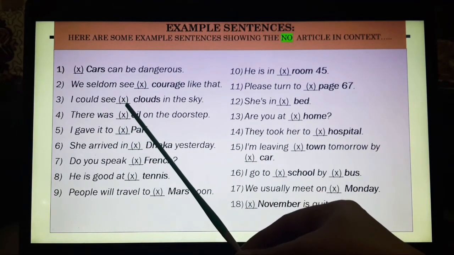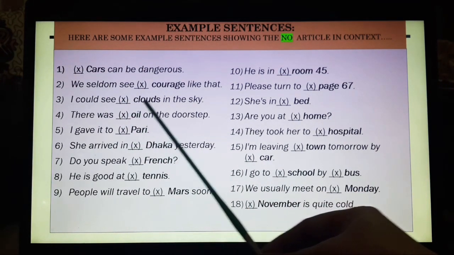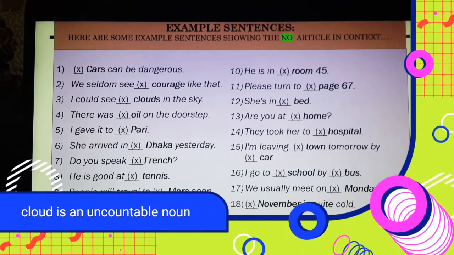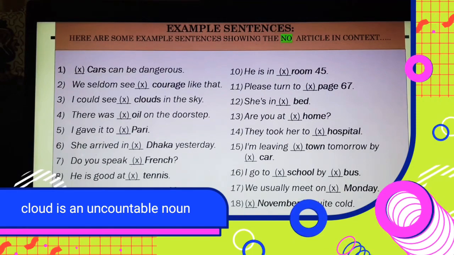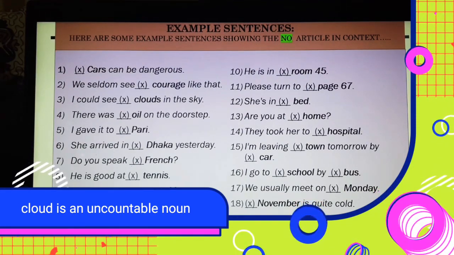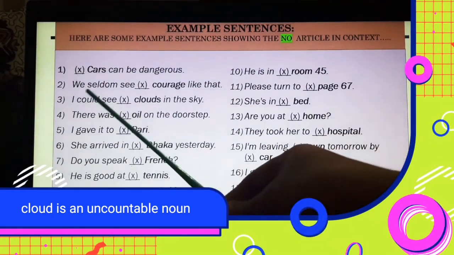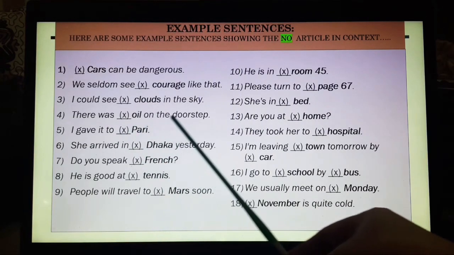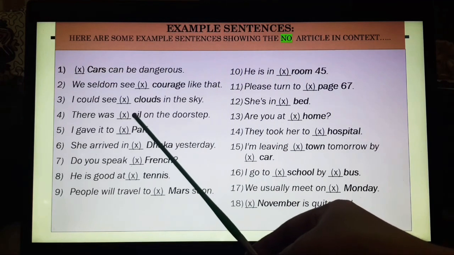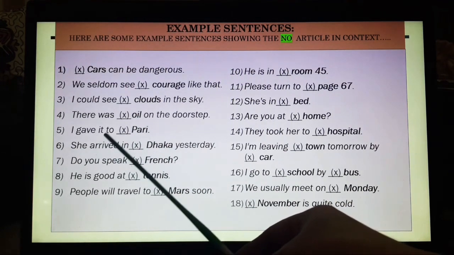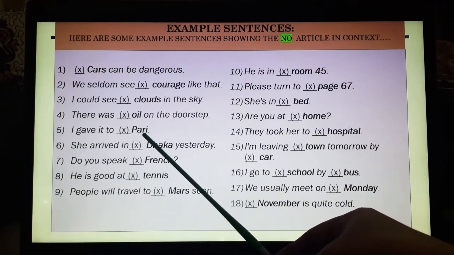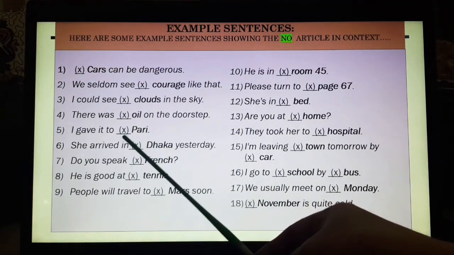I could see clouds in the sky. There was well in the doorstep. You know, well is an uncountable noun. I gave it to Pari. Pari is a proper noun, so we do not use any article before it.